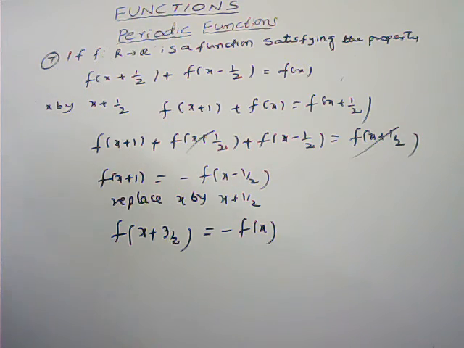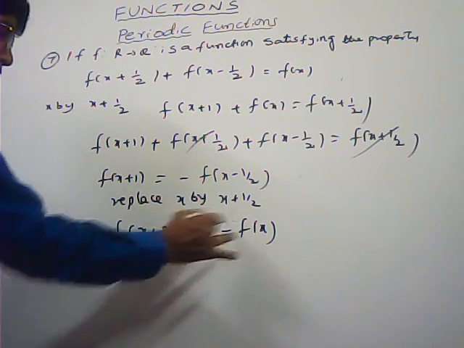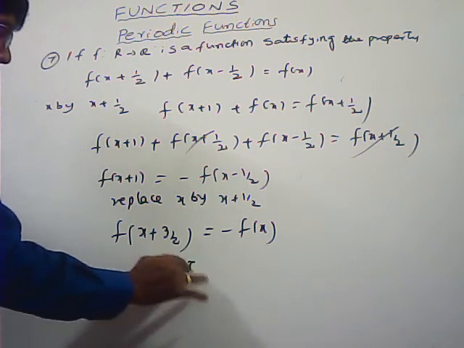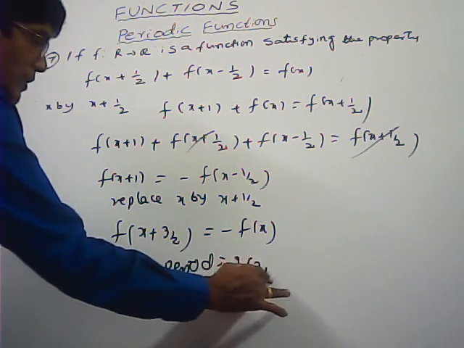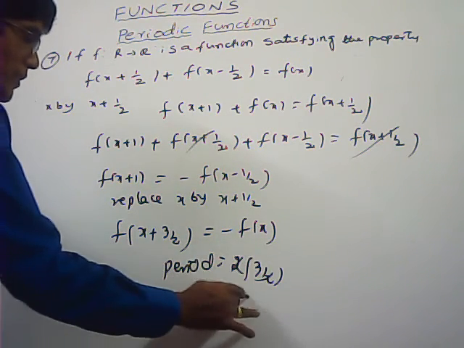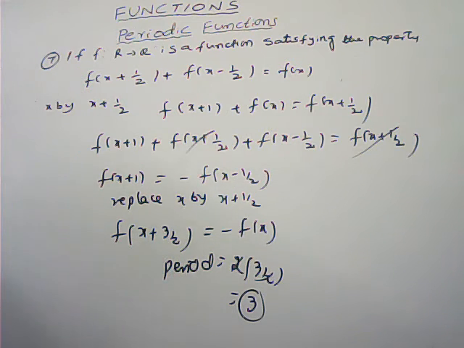Here also we got f of x plus k is equal to minus f of x. So here we can write period is equal to 2 times of this one k, that is 3 by 2. Here 2 gets cancelled. So period of f of x is 3.